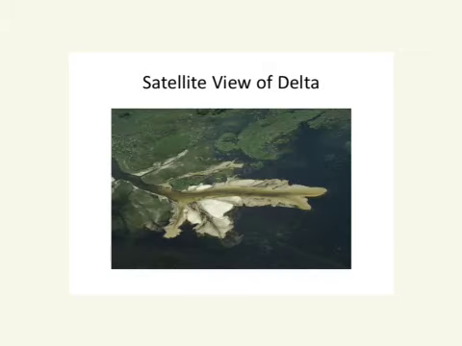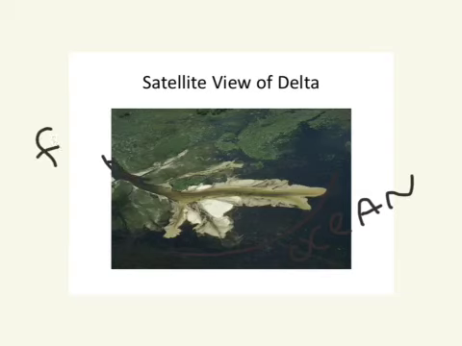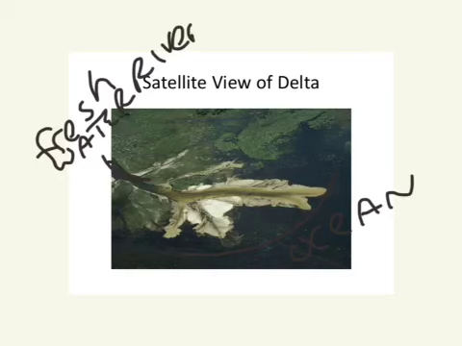This is a satellite view of a delta. Well, what is a delta? Well, a delta is where you have ocean, and then you also have a freshwater river. And it's where a freshwater river is dumping into the salt ocean.